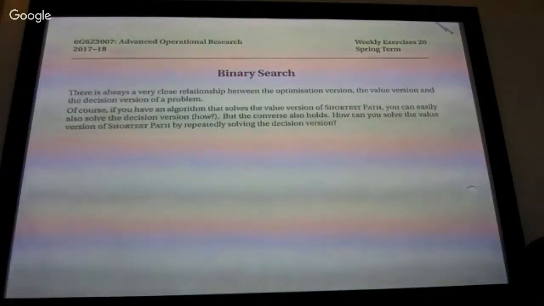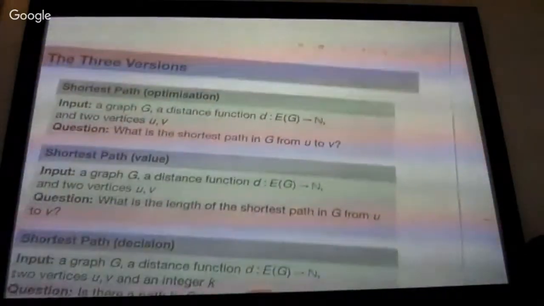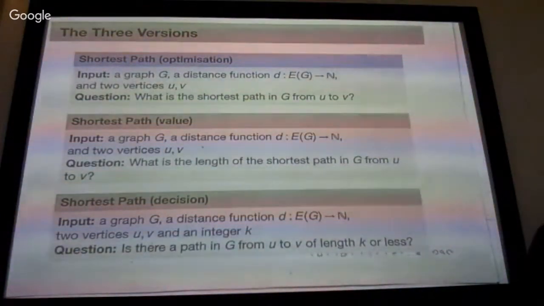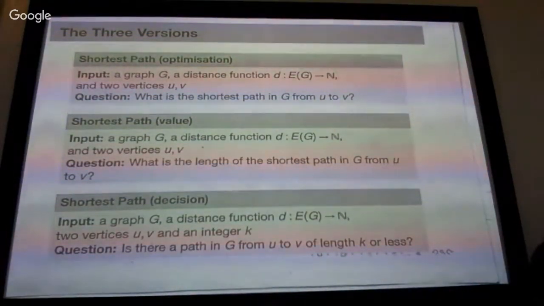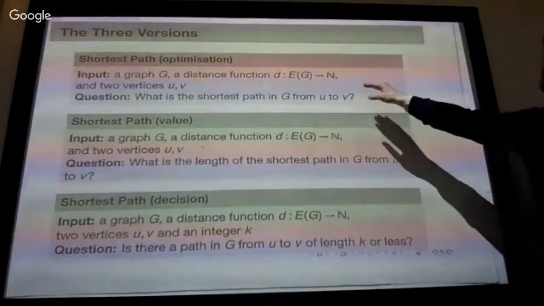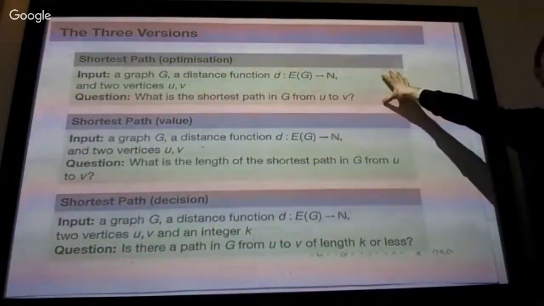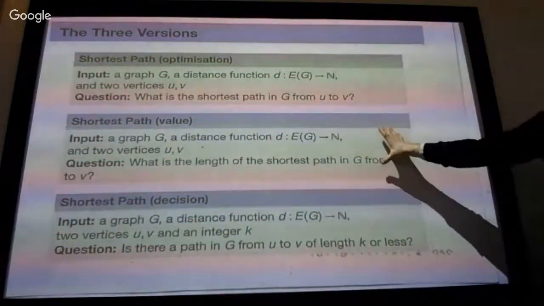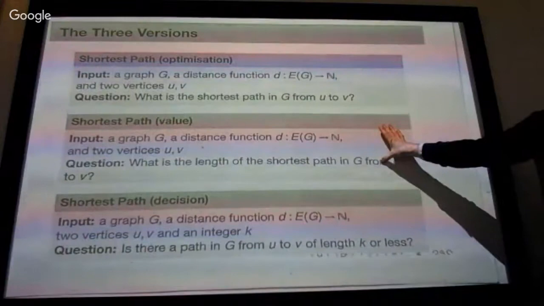So I get what he's asking. Okay, so we had these three versions of the shortest path thing. And there are some clear ways in which you can use one of the versions to solve the others. So it sort of seems that this is the hardest to solve in some sense, because when you have an algorithm that gives you the shortest path, then it's easy to calculate the length. You just add all the values along the shortest path.